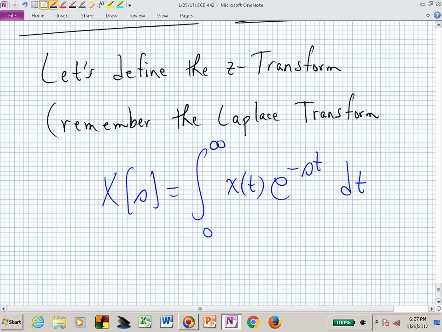So now this is actually weighting all of x of t. We need to know what x of t does for all time from 0 to infinity. We weight it with this complex exponential. We integrate that product, and out pops a Laplace transformed expression.